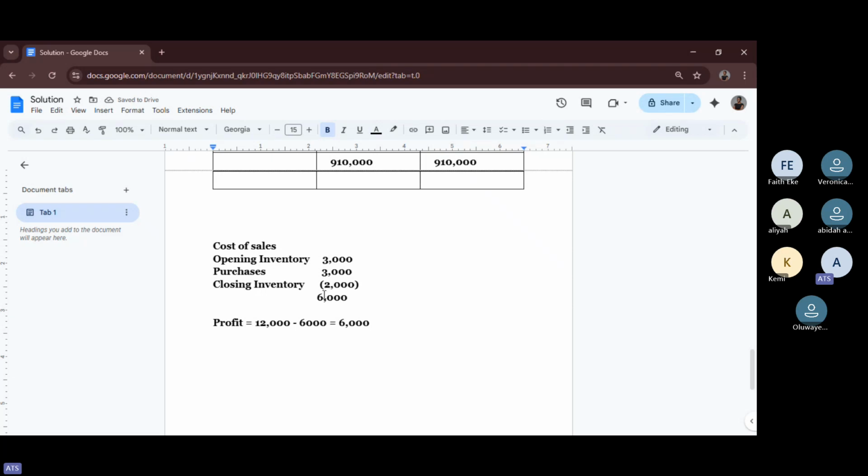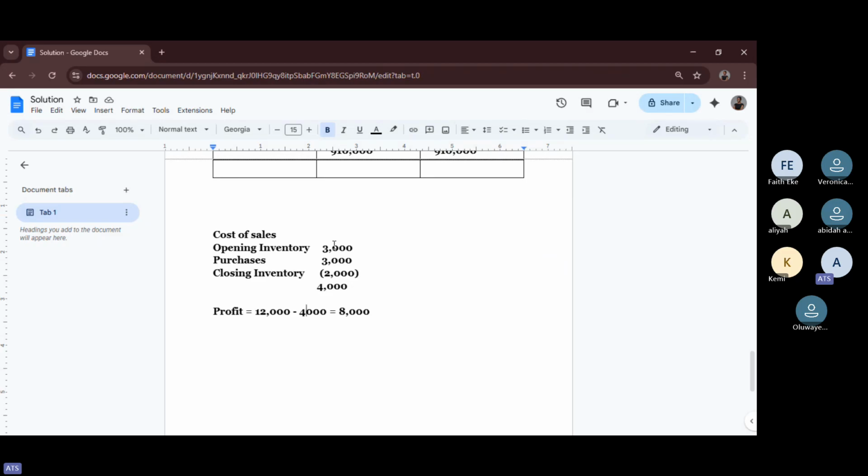This will mean that your cost of sales will change to 4,000, and your profit will change to 8,000. So your profit has increased, because before you overstated your opening inventory. So if in a question the opening inventory under financial accounting was higher than the one in cost accounting, and you want to adjust that profit, you have to add back that difference.